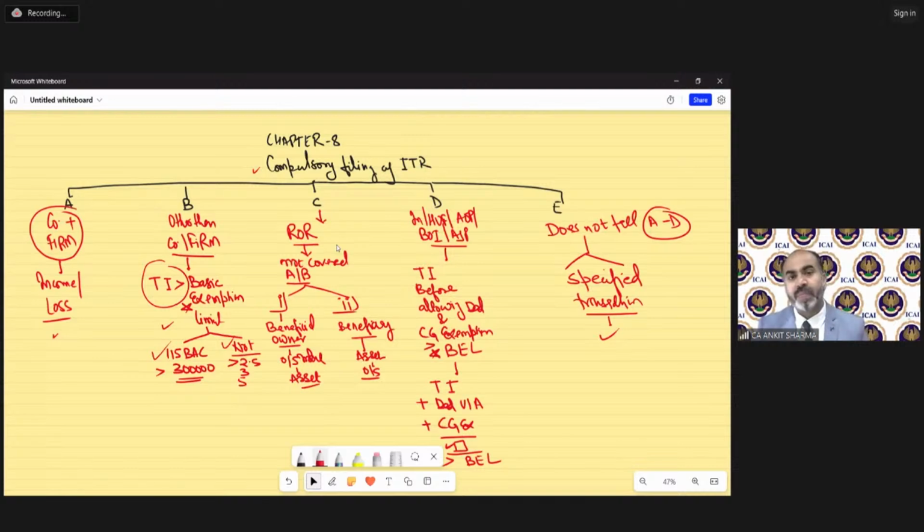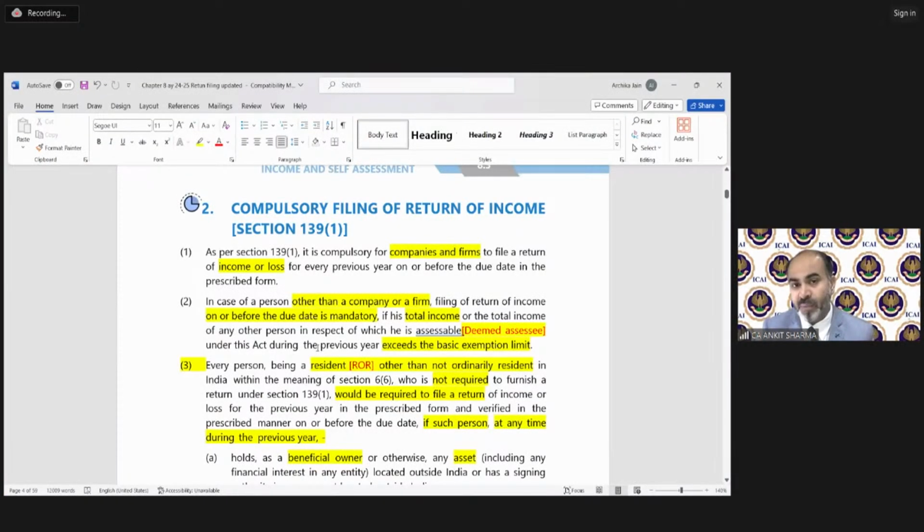Here are the provisions. Point 1 is technically point A. As per section 139(1), it is compulsory for companies and firms to file a return of income or loss. Clear? Point 2. In case of a person other than a company or firm, filing of return of income on or before the due date is mandatory if his total income, or the total income of any other person in respect of which he is assessable, exceeds the limit. That means a deemed assessee.